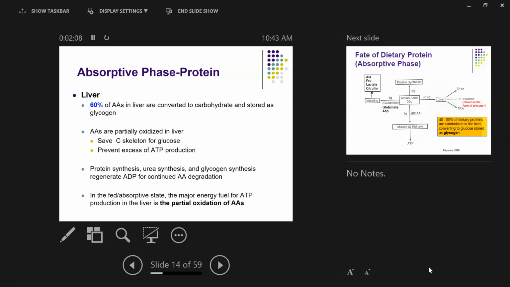And protein synthesis, urea synthesis and glycogen synthesis are all very active in the liver during the fed or absorptive phase, after we eat a meal, because of a lot of protein our body needs to deal with, right? So the nitrogen metabolism will also be very active. The urea cycle, we know, is an important way to get rid of ammonia, right, that initially comes from the nitrogen metabolism of amino acids.